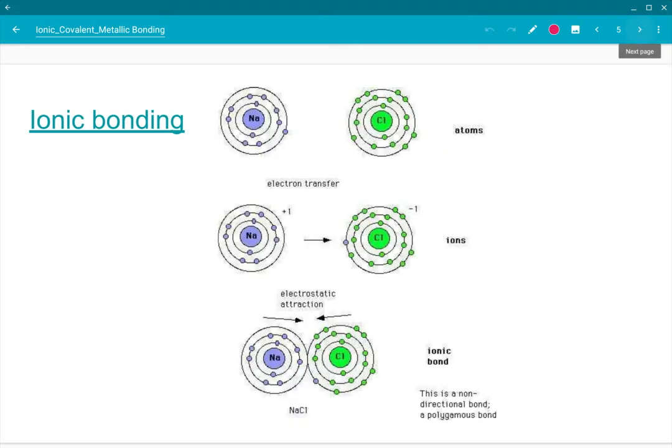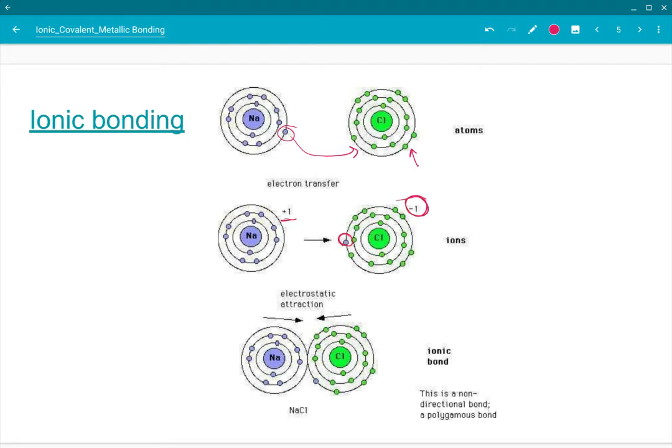So here I have some Bohr diagrams to tie things together from the previous unit. Notice sodium has that one valence electron on the outside, and over here chlorine only has 7 electrons. So what happens is this guy is going to go over here to make chlorine feel 8, and when that happens, it gives a -1 charge for chlorine.